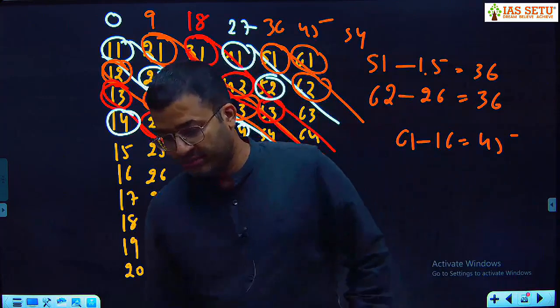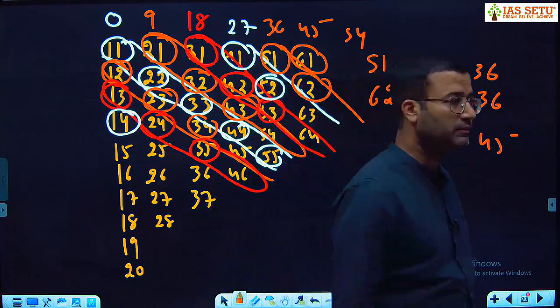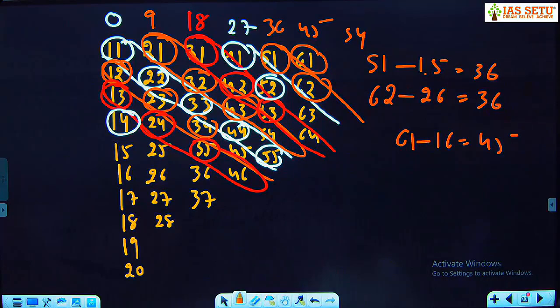If we take any two-digit number and reverse the order of the digits, and subtract it from the original number, then the difference is always 0 or a multiple of 9.